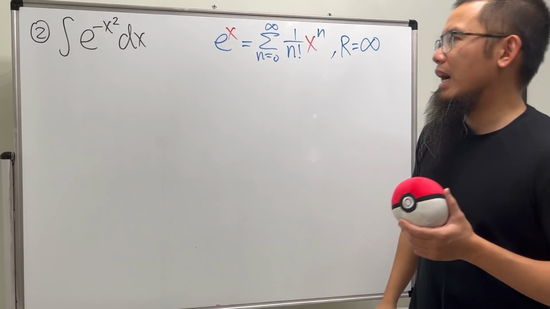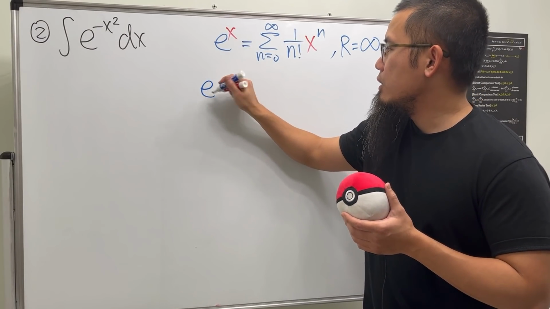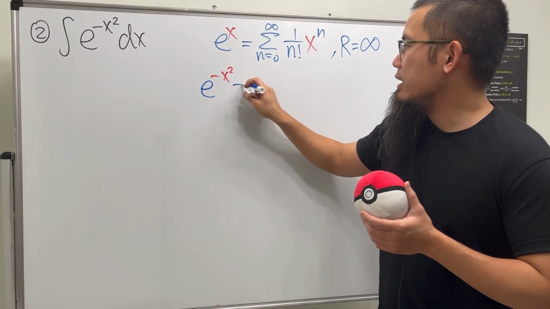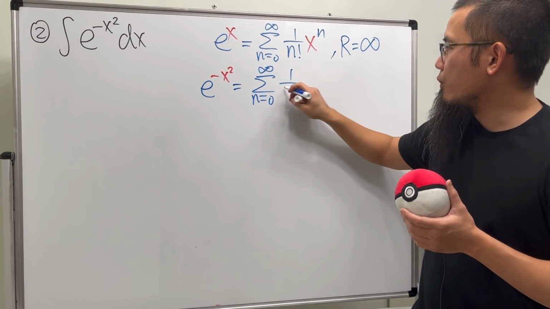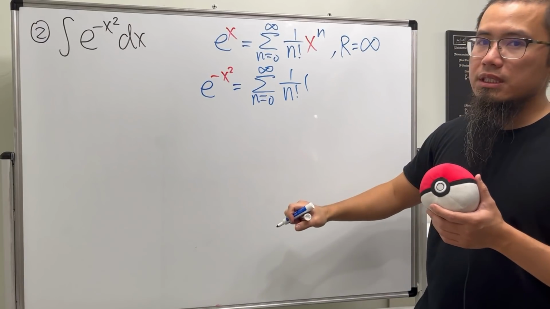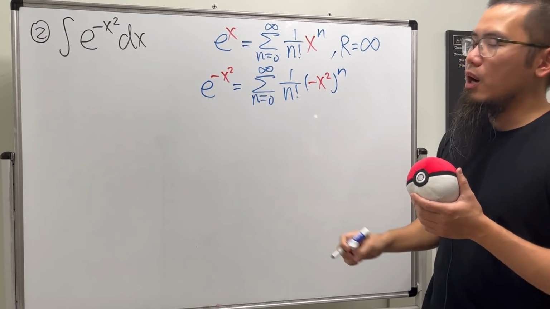And now we have to have -x squared in here. So let's go ahead and make that happen. E to the -x squared. This means we have the series as n goes from 0 to infinity, 1 over n factorial, parentheses, with that inside here, and then raised to the nth power.